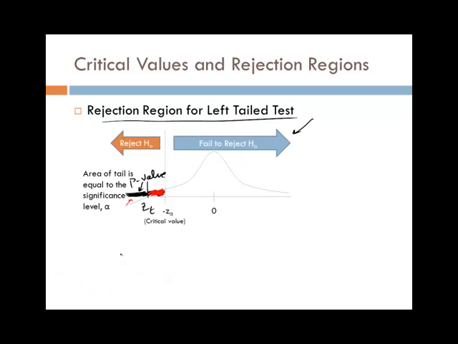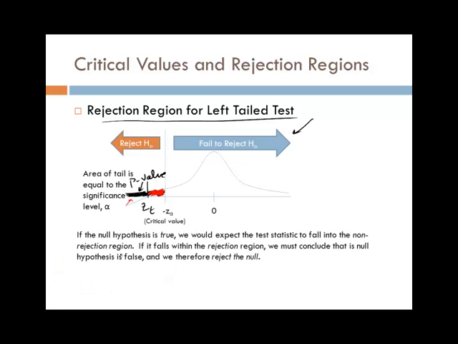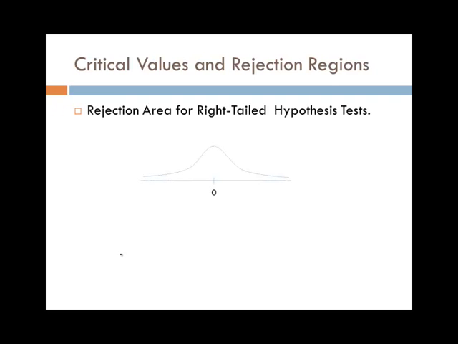Let's keep going. For a right-tailed test, it looks like this. Reject if it's to the right, fail to reject if it's to the left.